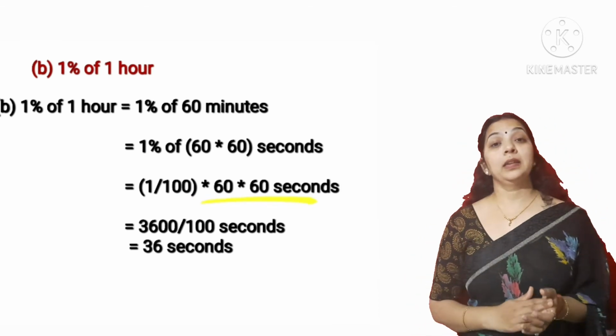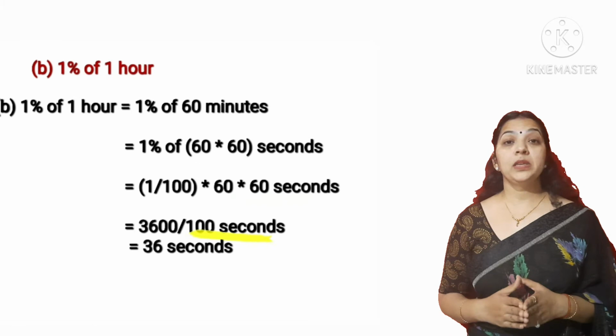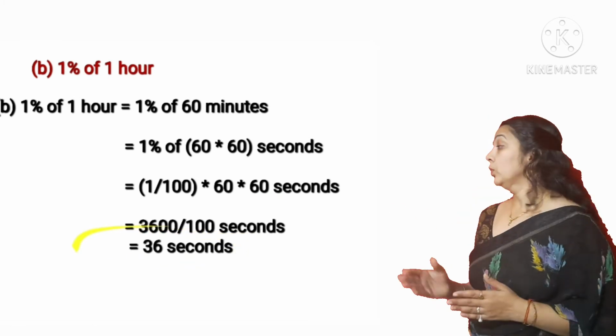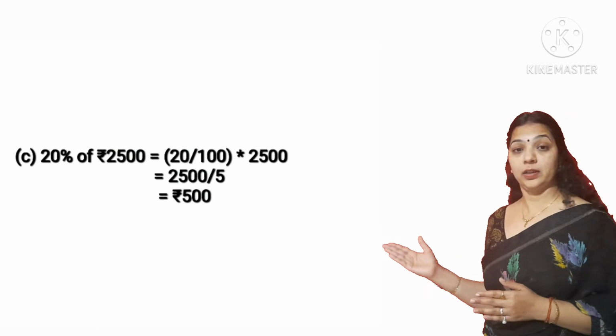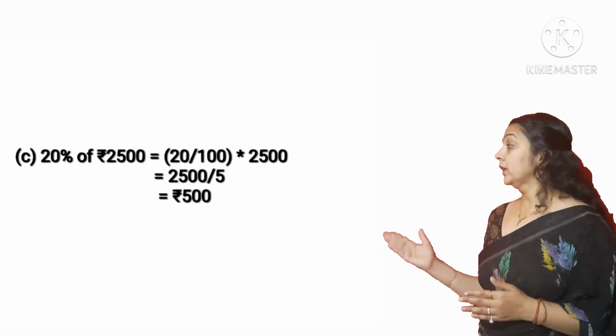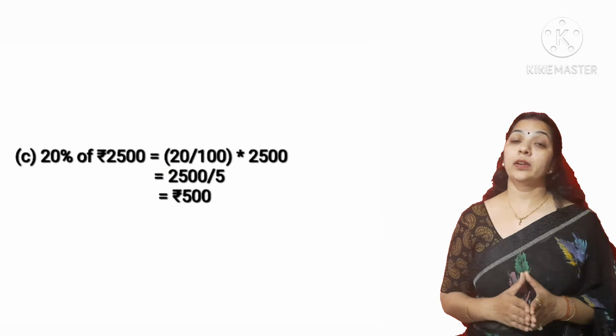The third part is 20% of rupees 2500. So 20%, that means 20 upon 100 into 2500. It would result in 2500 divided by 5, that means 500 rupees.